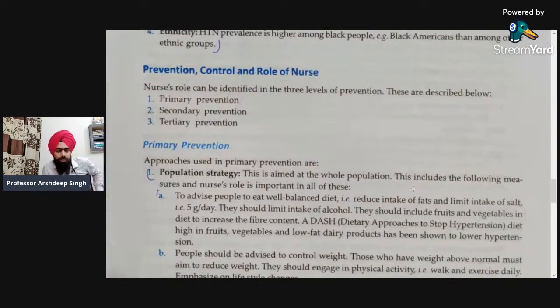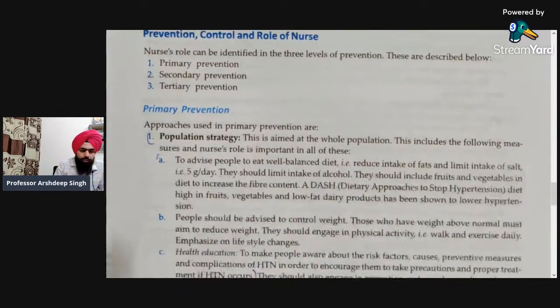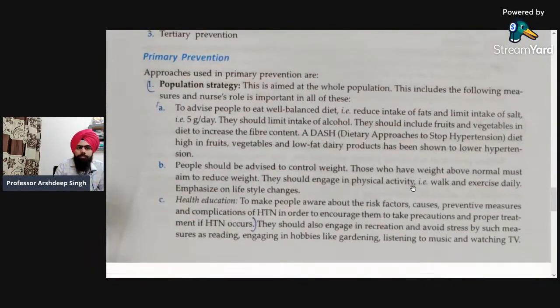Next is about the prevention, control, and role of nurse. So I have explained to you the introduction and the risk factors which contribute to hypertension. Next is the prevention, control, and role of nurse. So there are three levels by which we can prevent hypertension, that is primary prevention, secondary prevention, and tertiary prevention. First of all is the primary prevention, that includes population strategy.